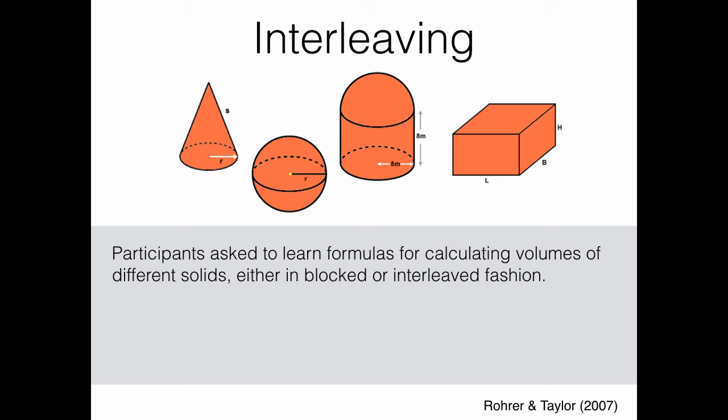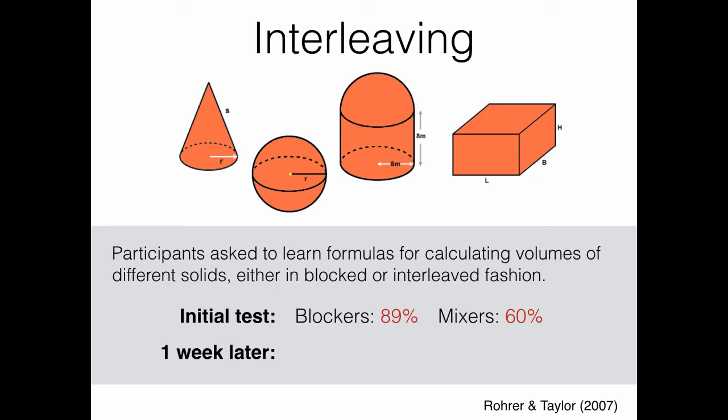The other group of participants was called the mixers. Mixers received all 4 tutorials at once, and then all 16 problems in a random interleaved order. During the initial phase, blockers solved on average 89% of the problems correctly. Mixers actually performed worse. Only 60% of the problems were solved correctly. However, 1 week later, both groups were given 8 new problems in random order. Blockers only performed at 20%. Mixers were at 63%. So what do you think happened here? What did mixers learn that blockers didn't?